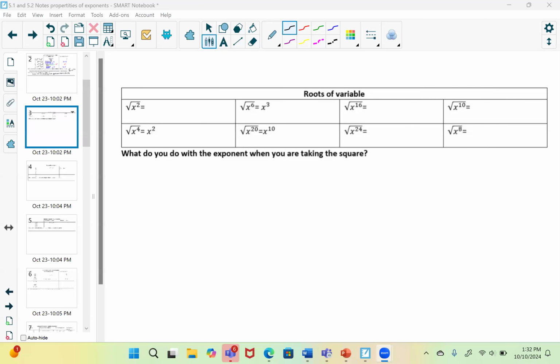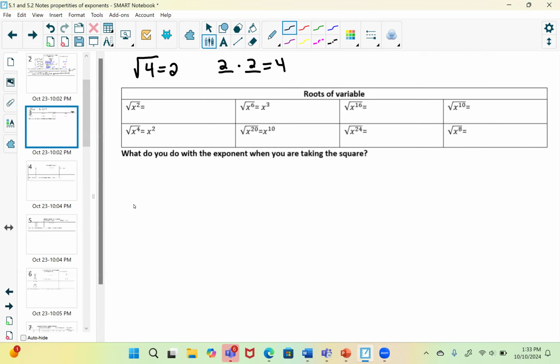Okay, so the third rule we're going to look at is taking the root of a variable, specifically the square root. Okay, so let's talk again about square root. So if I have like the square root of 4, that means we're thinking about what times itself equals 4. And we know that's 2 times 2, so the square root of 4 is 2.